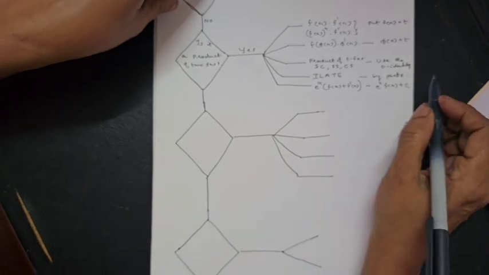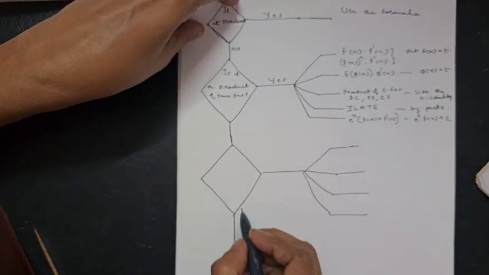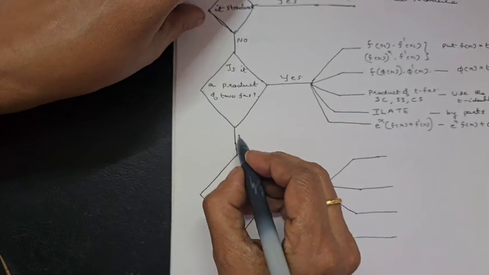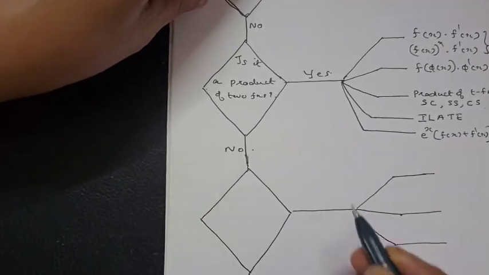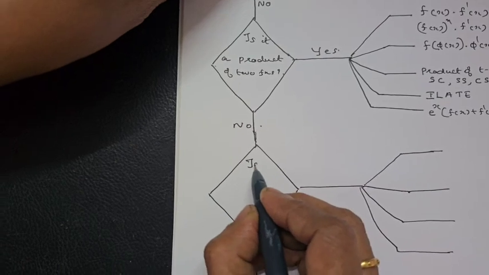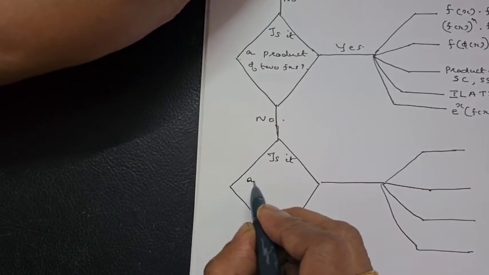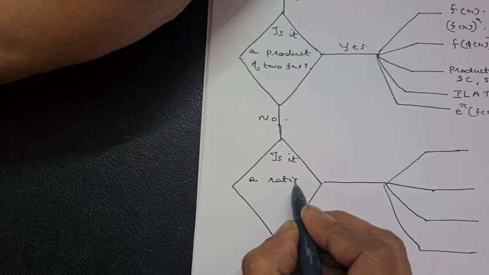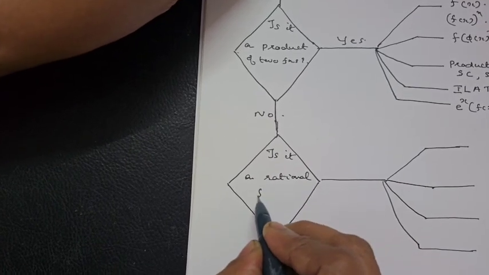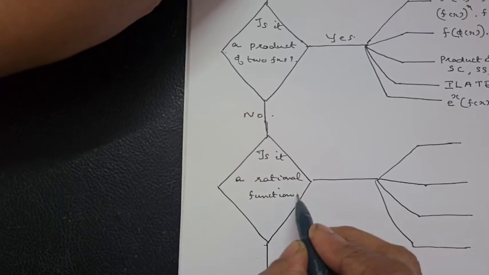Now suppose it is not a product of two functions, the answer is no, then you will ask, is it a quotient? That means, is it a rational function, that is p x by q x? Is it a rational function? That is the next question.